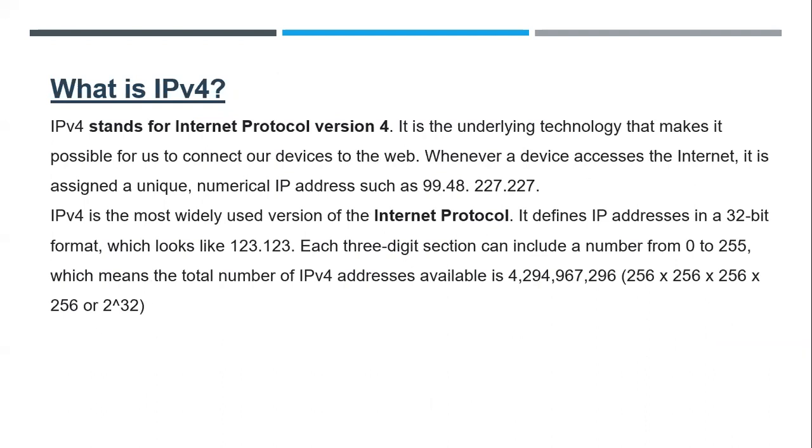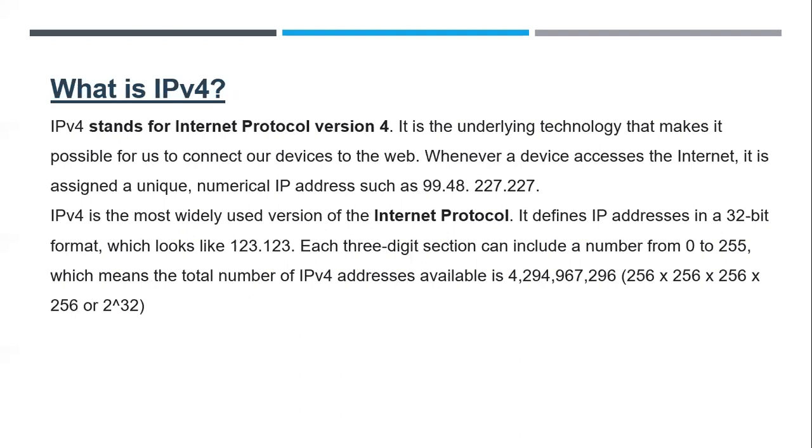It is the underlying technology that makes it possible for us to connect our devices to the website or to the web. Whenever a device accesses the internet, it is assigned a unique numerical IP address such as 99.48.227.227. And where I am currently, the IP address connected to my machine is around 192.168.2, then a certain number.